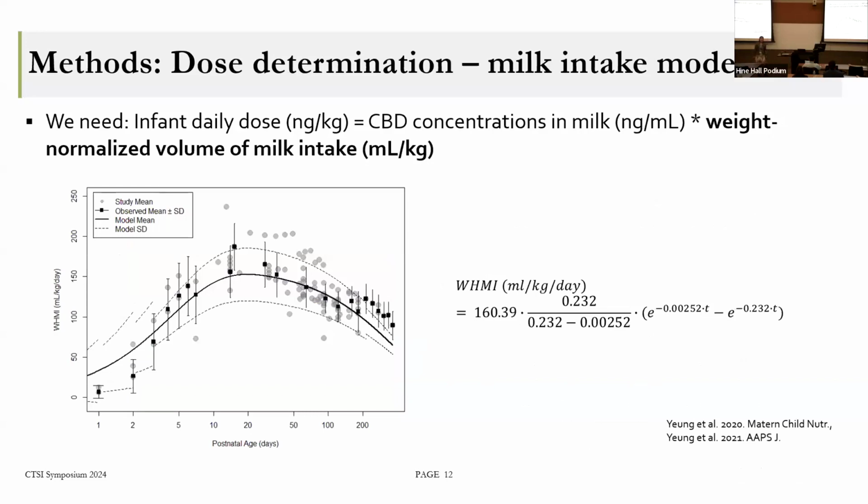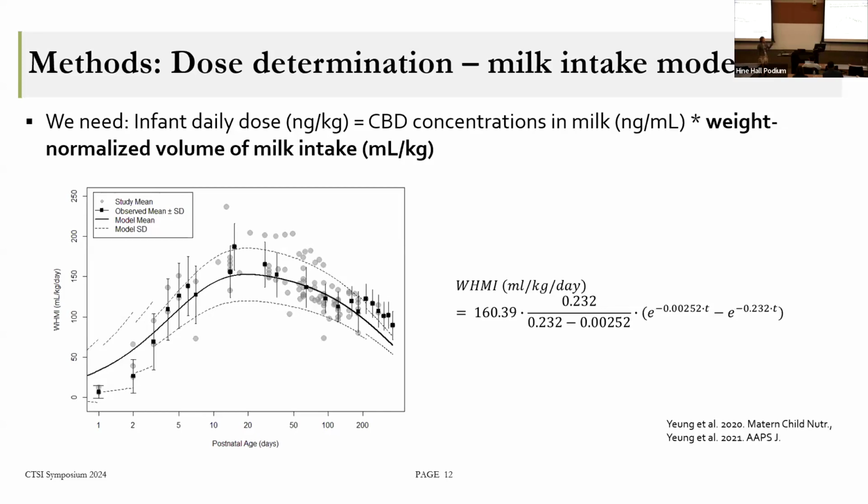Let's look at the next element of our dose calculation, and that's the weight-normalized milk intake. How do we determine that? Alamika already mentioned this model, but it's from our publication, a literature review based on the breast milk intake that infants might receive across different infant ages. That's shown here, with different ages on the x-axis and weight-normalized milk intake volumes on the y-axis. Essentially, these were studies that weighed an infant diaper before and after breastfeeding, which was a pretty neat and cool way to measure intake.